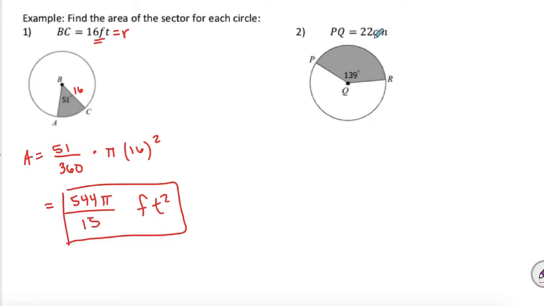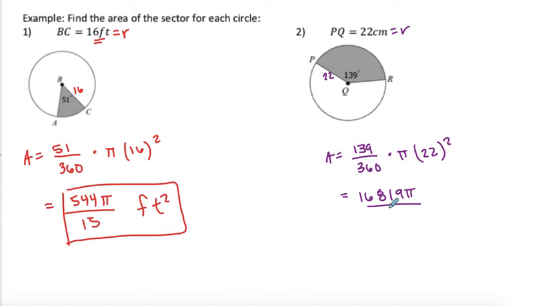On number 2, okay, we have P to Q is 22, so again, that's giving us our radius. And the area formula for that sector, I want 139 degrees out of 360 times pi, our radius, squared. A lot of this is the setup and then relying on our calculator, so carefully enter those in and make sure that we're copying that down correctly. So here's our solution. We have 16,819 pi out of 90, and that unit is going to be centimeters squared.